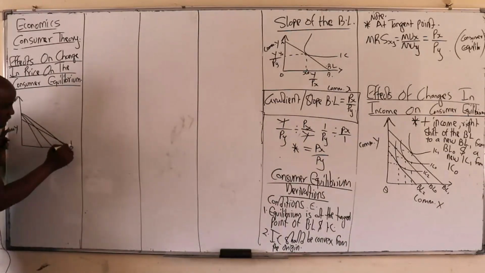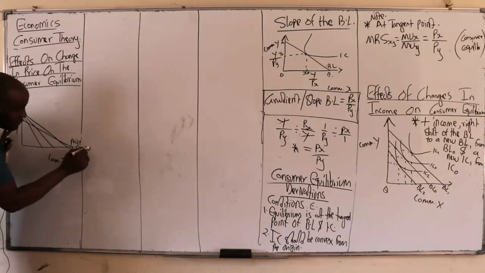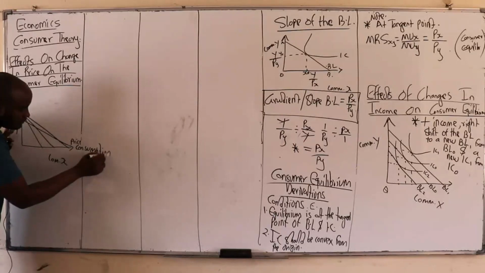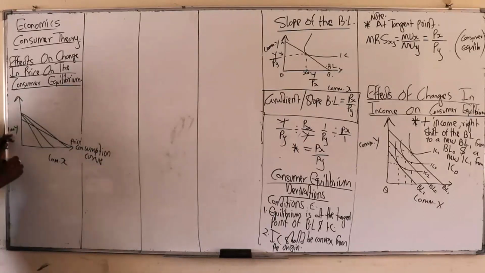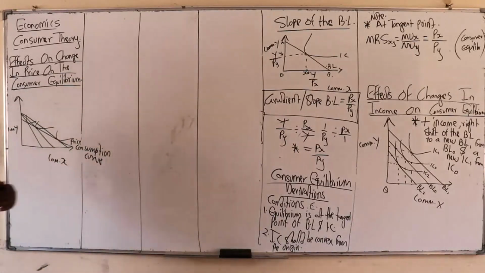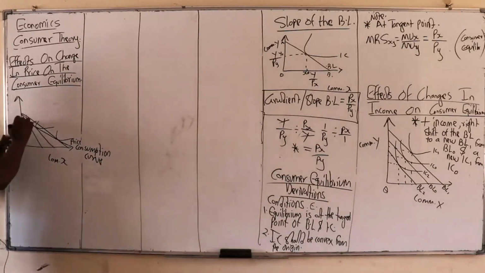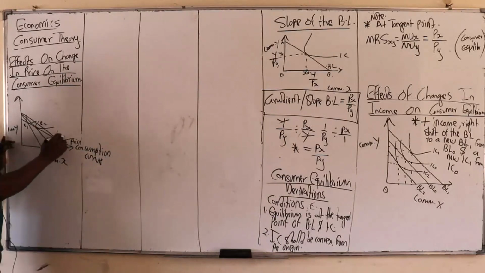This is the price consumption curve. Right, together. So the consumer shall be consuming differently, is it? Consuming differently. Such that we shall have our equilibrium 1 here, equilibrium 2 here, and equilibrium 3 here.